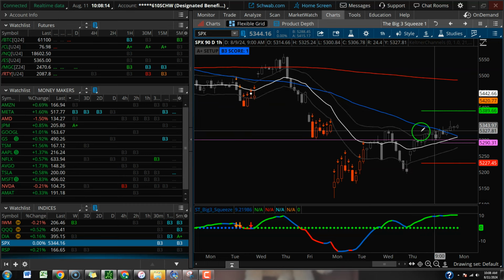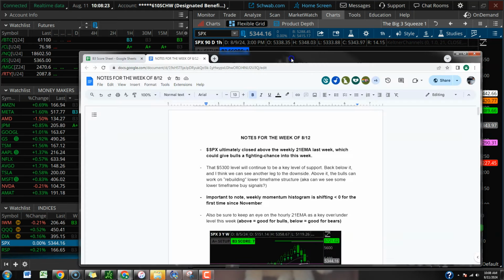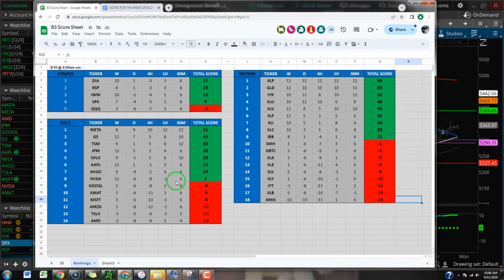Meaning S&P's above their hourly 21, QQQ above its hourly 21, then what am I looking for? Who is the strongest on my moneymaker's watch list? Or I can trade the S&Ps or the Qs. We're above those key hourly levels. Who is the strongest? Right. Meta, Goldman, TSM, Netflix, Apple. I then want to go look at those names, try to go find a lower time frame squeeze. We're above key support. These are the best in show, strongest scores.